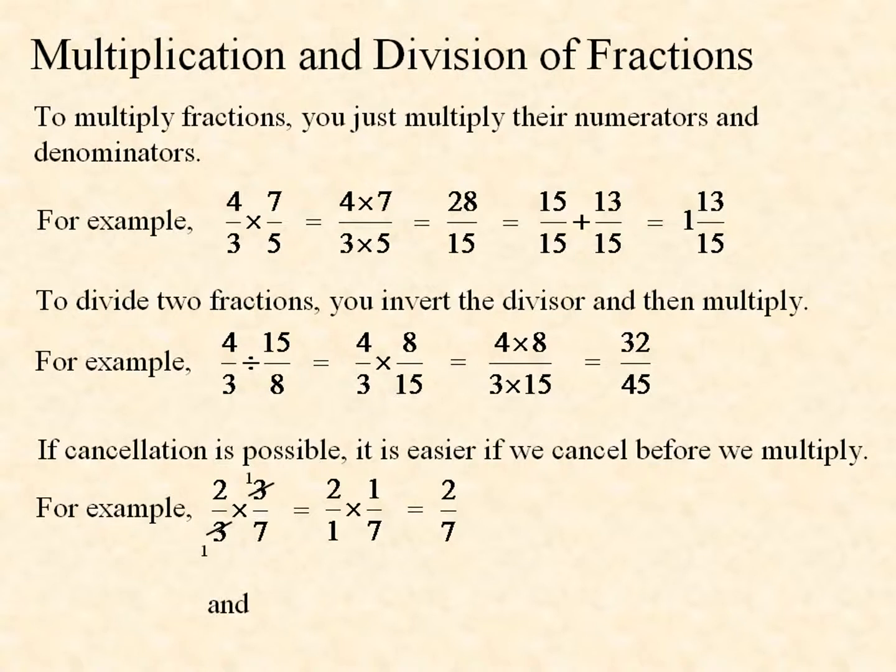And another example, if we have 3/8 times 4/7 times 7/15, we can cancel the 3 into the 15. 3 into 3 is 1, 3 into 15 is 5. We can cancel the 4 with the 8. 4 into 4 is 1, 4 into 8 is 2. And we can cancel the 7s, leaving 1s in both places. This gives us 1/2 times 1 over 1 times 1/5, which is 1/10.